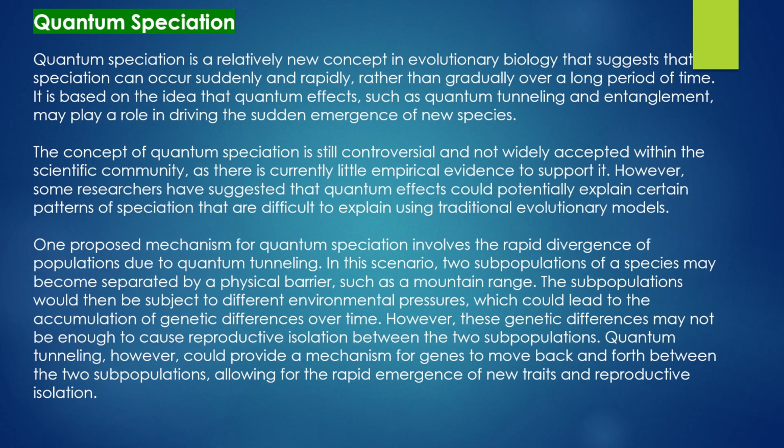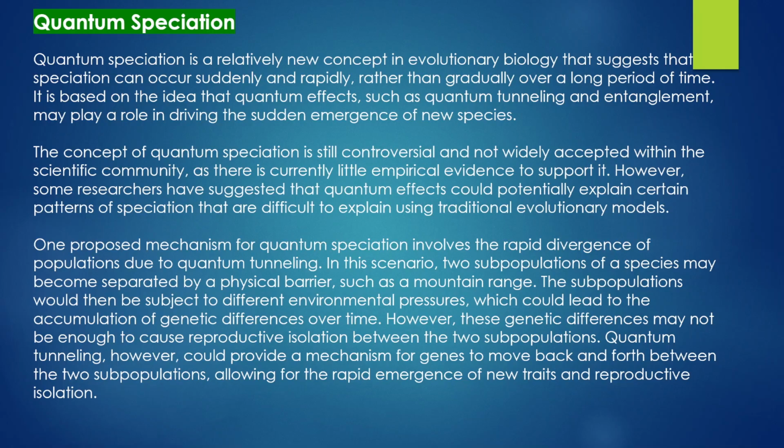Then we have quantum speciation. Quantum speciation is a relatively new concept in evolutionary biology that suggests that speciation can occur suddenly and rapidly rather than gradually over a long period of time. It's based on the idea that quantum effects such as quantum tunneling and entanglement may play a role in driving the sudden emergence of new species.